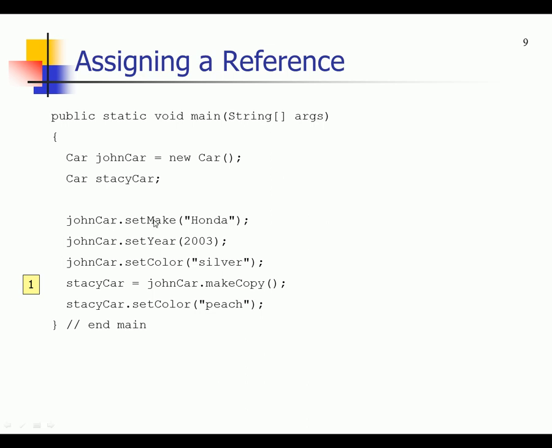Then we said John's make, John's year, and John's color. Then Stacy's car is equal to John's car.make copy. In other words, we want to make a copy of John's car and return it. Okay? And there she is getting a car. We can see exactly how that works. Honda, but each in color. Right. Well, actually, it's going to be a silver 2003 Honda on line 1. The next line is going to change it to peach.